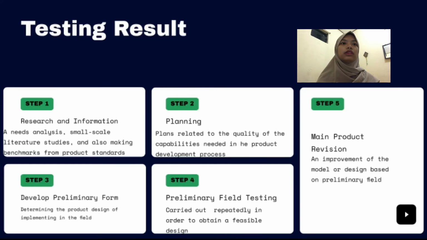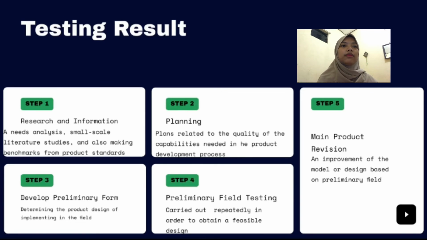Okay, the fourth of this method, preliminary field testing. This step is product testing, which is a test with many subject requirements of the product. These tests were carried out repeatedly in order to obtain a feasible design, both in substance and methodology. For example, this test was conducted in 1 to 3 schools using 6 to 12 test subjects or teachers.